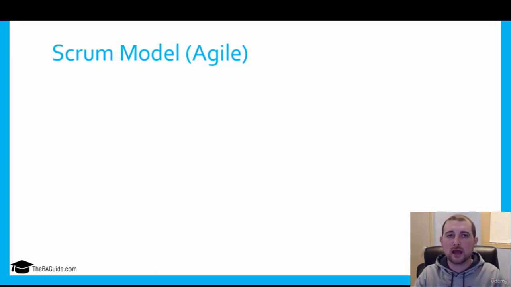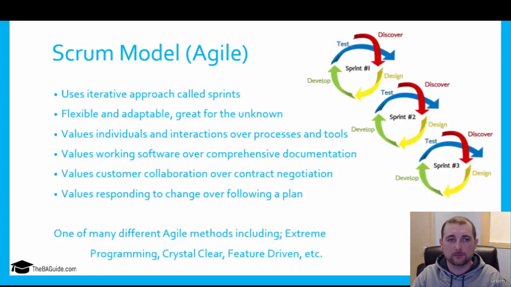We're going to talk about two different Agile methodologies. And the first one is the Scrum model. So this is a kind of a subset of the Agile framework, if you will. And that's what we'll cover right now. So the Scrum model uses an iterative approach, and they call them sprints.